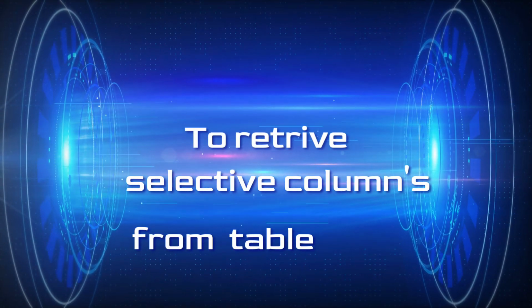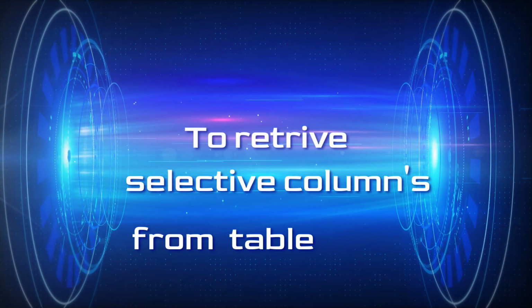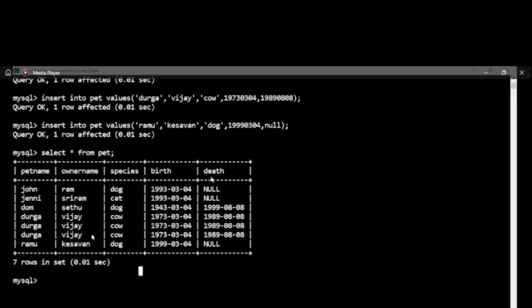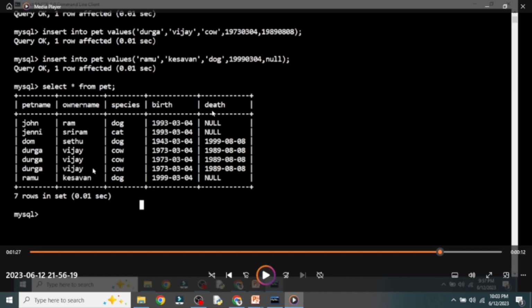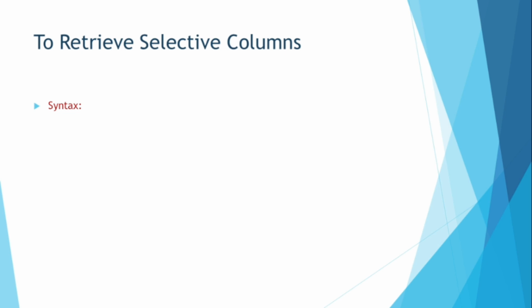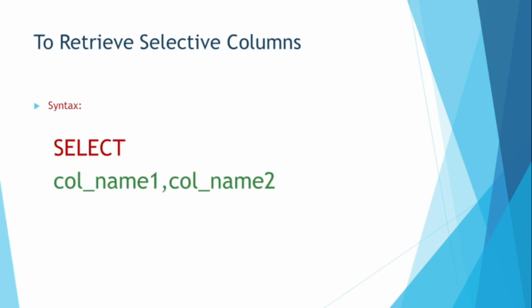Next, to retrieve selective columns. There are 5 columns in the pet table. If you want to display only pet name and owner name, you can use this way. The selected columns are pet name and owner name. The syntax to retrieve selective columns is: select, after select we give column names, then from, then the table name.